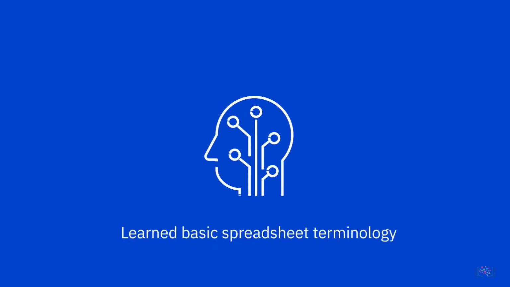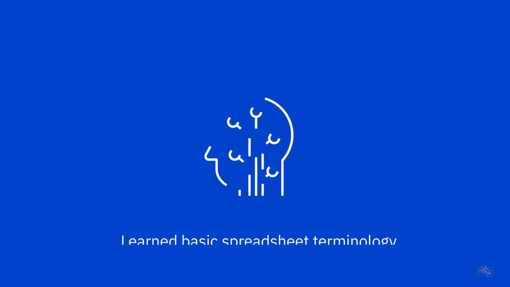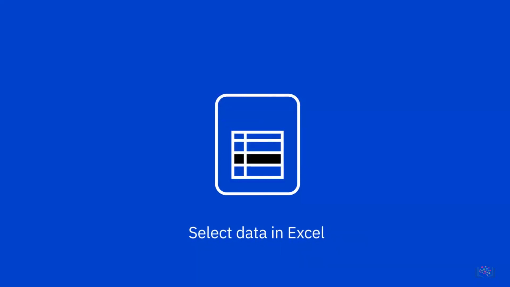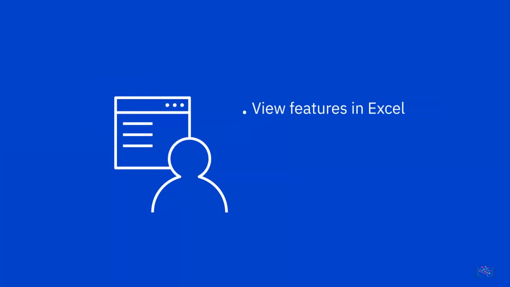Now that you have learned basic spreadsheet terminology and how to navigate your way around worksheets and select data in Excel, it's now time to start entering some data. First, we will look at some of the handy viewing features provided in Excel, and then we'll enter some data, and then we'll edit that data.